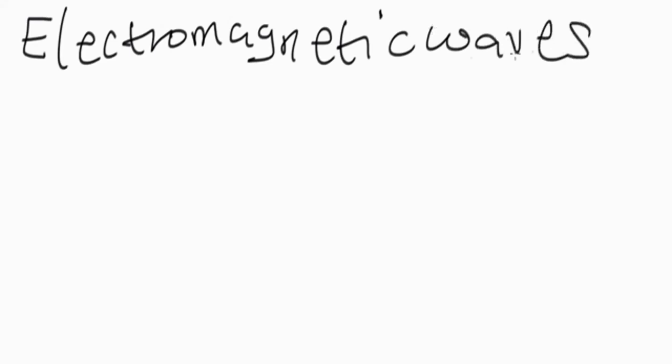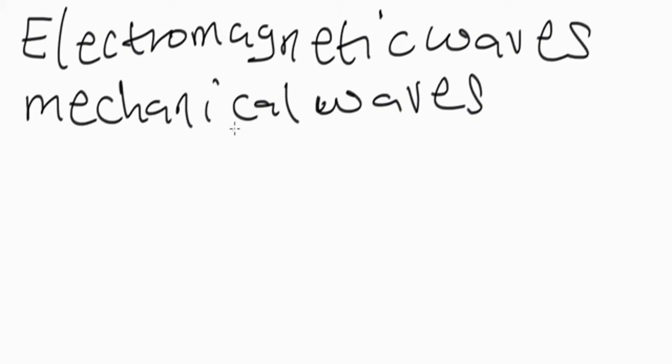Now, a wave is simply a disturbance that travels through a medium and transfers energy from one point to another without causing any permanent displacement of the medium itself. Alright, so in physics, we have basically two types of wave motion. We have the electromagnetic waves, we have the mechanical waves.